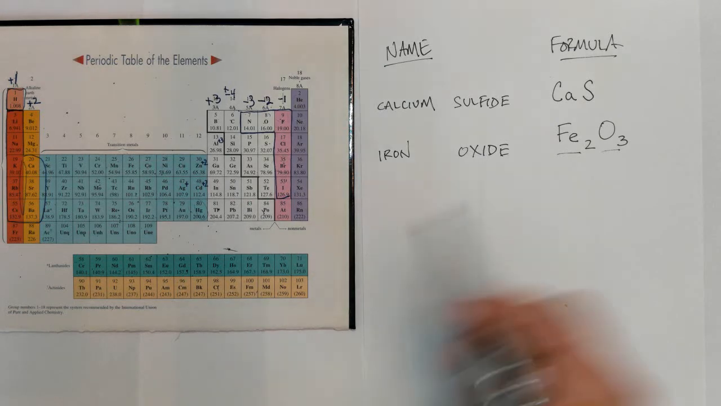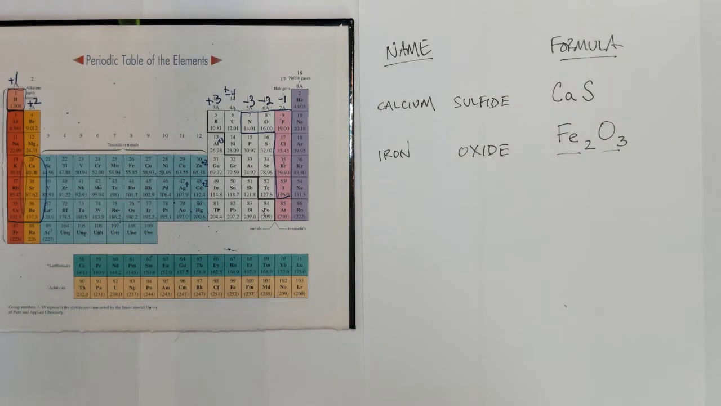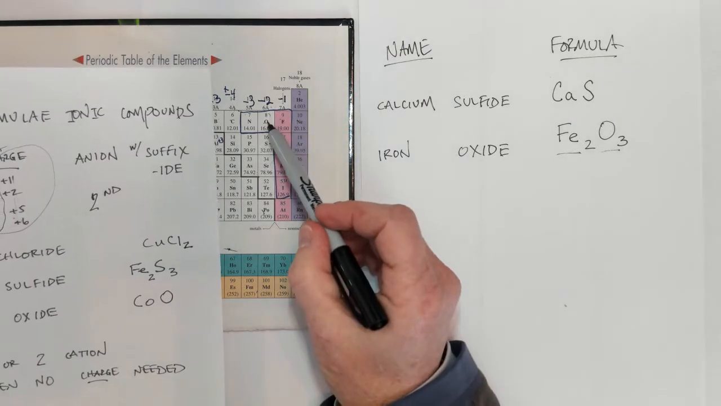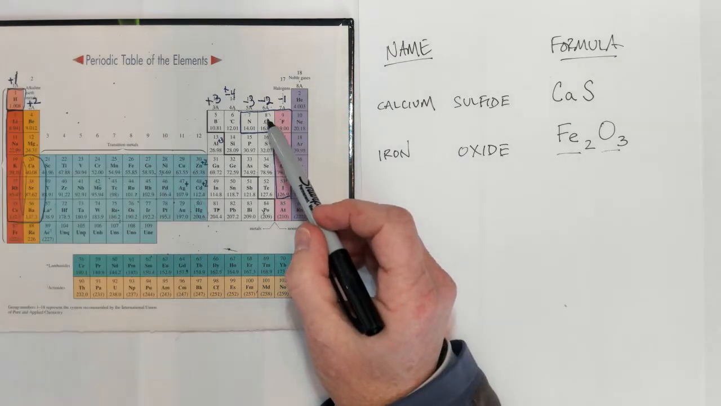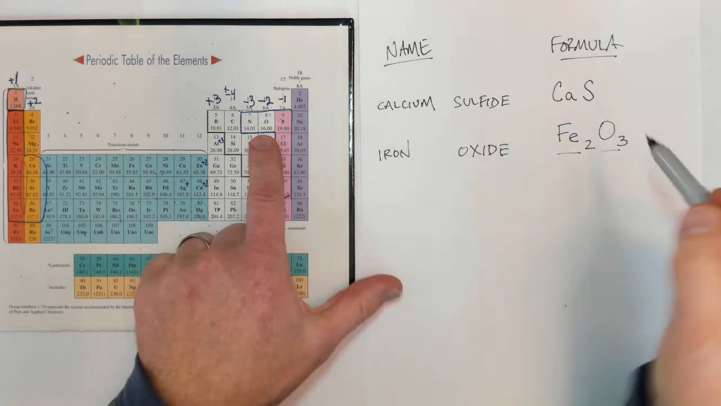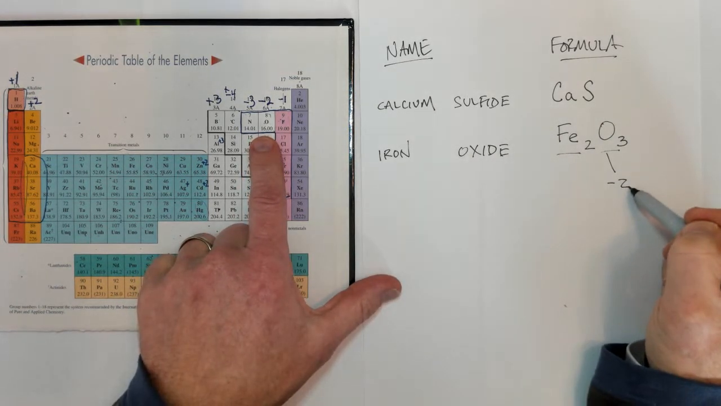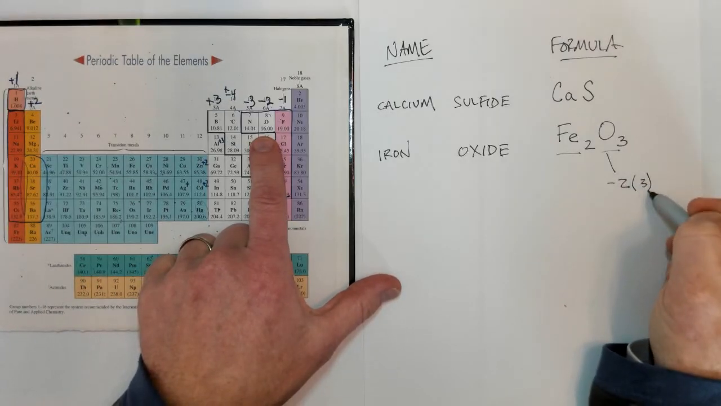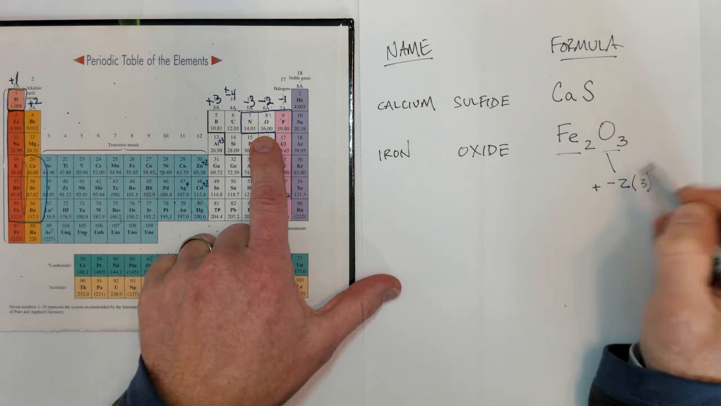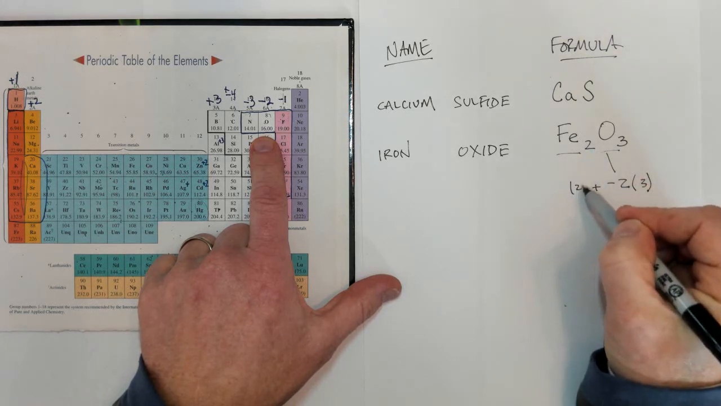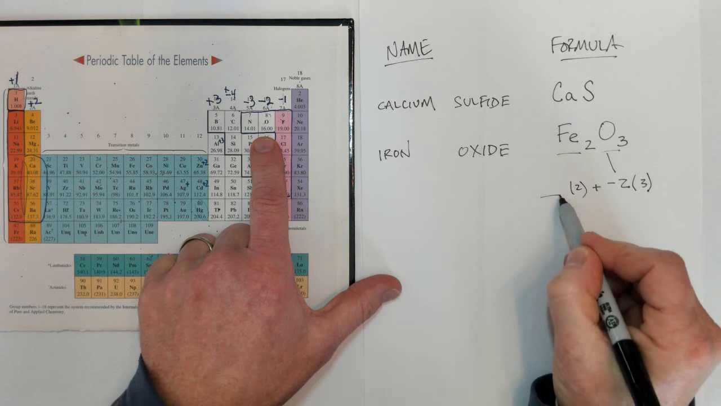Now, figuring out what that charge is for many people is really tricky, and this comes back to you using your periodic table to figure out what it is. Look at oxygen. Oxygen is -2. There are 3 of them. There are 2 irons in this formula, and iron has some charge.